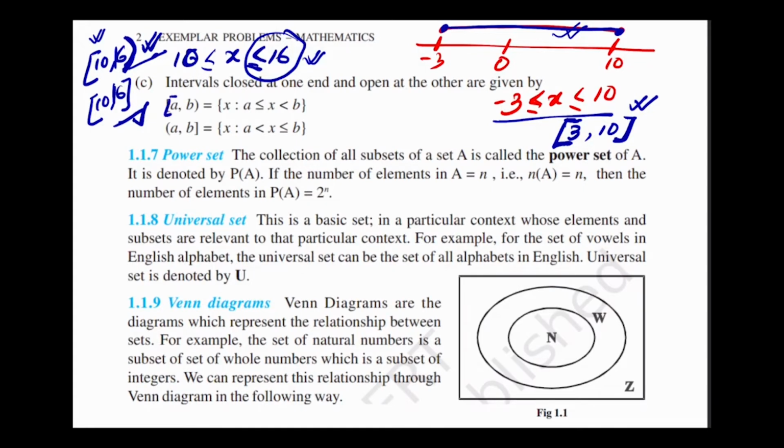So (a, b] with one bracket closed and one open means that x, at the closed end, is greater than equal to. So x is greater than equal to a, but less than b. Now here a has open bracket and b has closed. So it means that x is just greater than a.